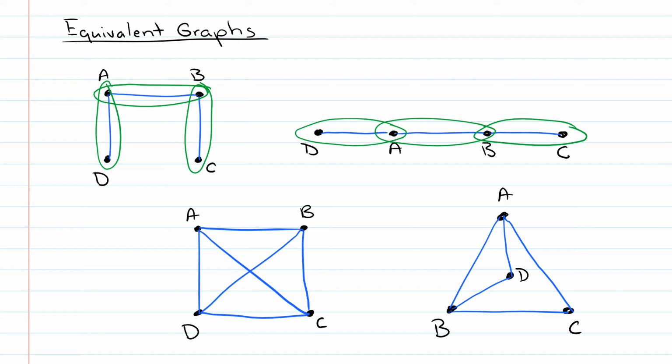And now we'll move on to vertex C. C and B I've already got. C and A I've already got. So I need C and D. And I have my edge between C and D. And now by the time I make it to D, I've got all of the edges that I need. So these two graphs are equivalent. These are equivalent graphs because they have the same number of vertices, they have the same number of edges, and those vertices are connected by the same edges.